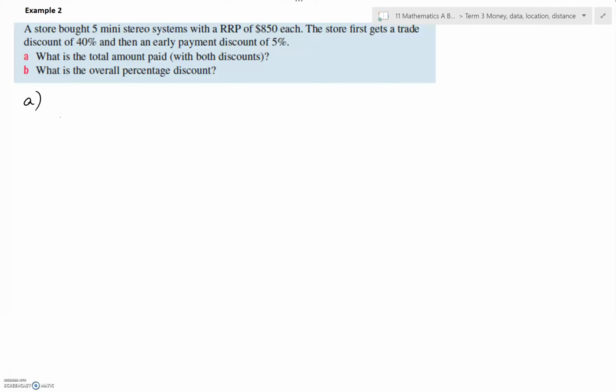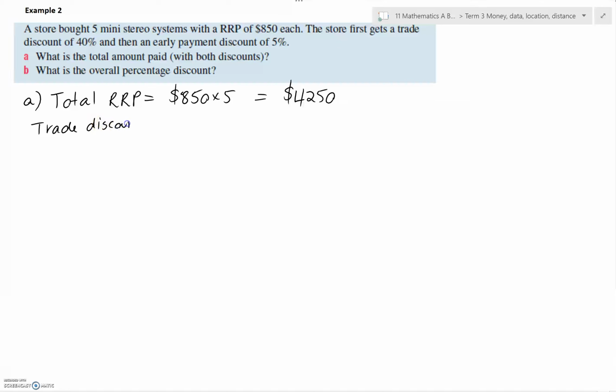But before we do any of that, we need to find the total amount that it's going to be operating on. So there's 5 stereos and they're $850 each. So that allows us to work out the total amount that is due to be paid. So total recommended retail price is going to be $850 times the 5 stereos. So $4,250 is the amount for those stereos. Now, we get a trade discount of 40%.